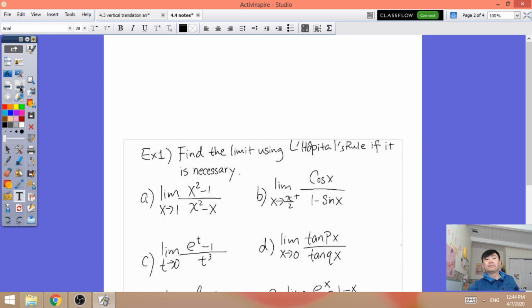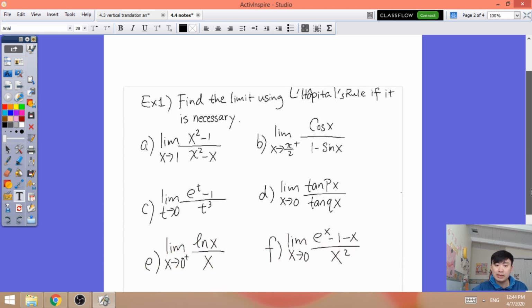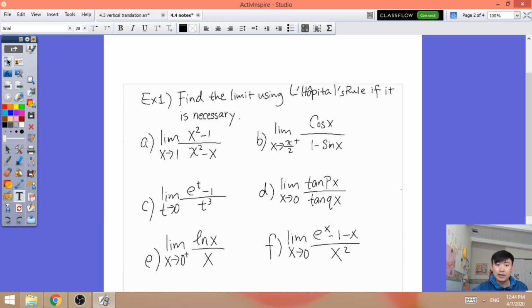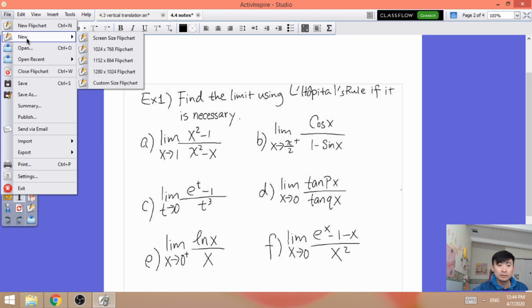So here's the one: find the limit using L'Hopital's rule if it's necessary. We'll look at the first one. We've got A, B, C, D, E, and F. Also, we do have more examples coming up. So now let's do the first one together, and I'd like to turn to a new slide for this, since I need more space.